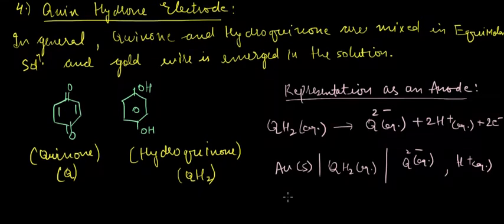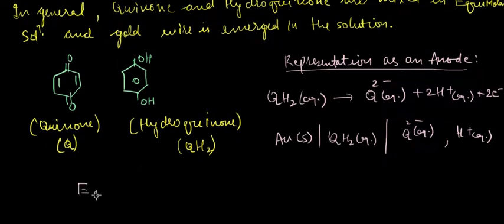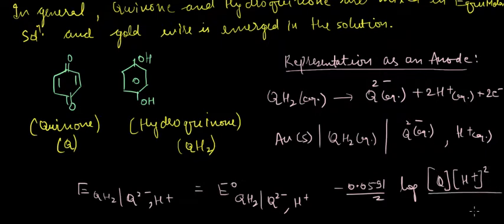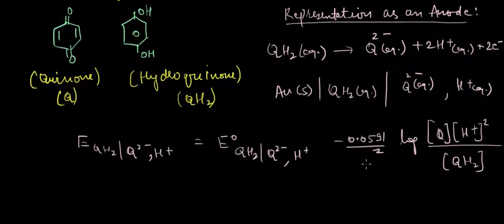Okay, so next, E of QH2, Q2- and H+ can be written as E naught of QH2, Q2-, H+ minus 0.0591 upon 2 log of concentration of Q, H+ squared divided by concentration of QH2.